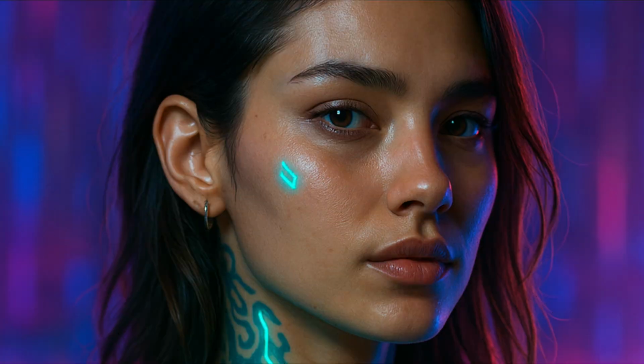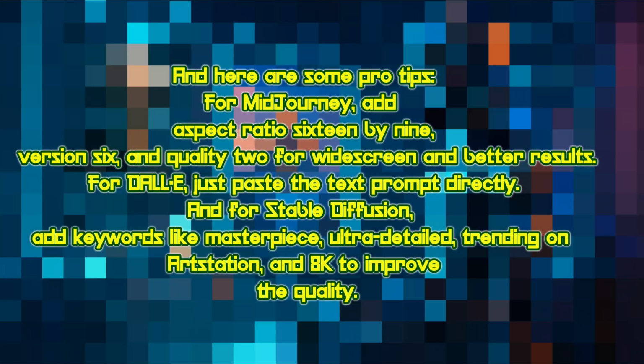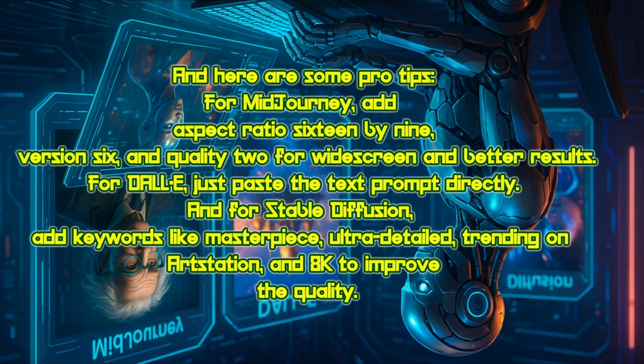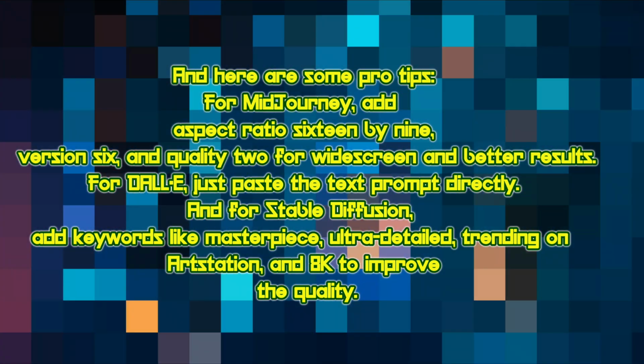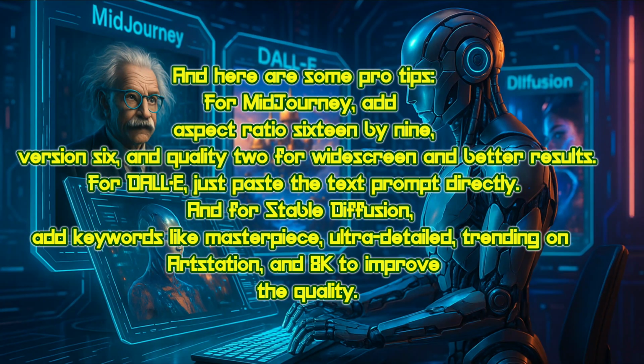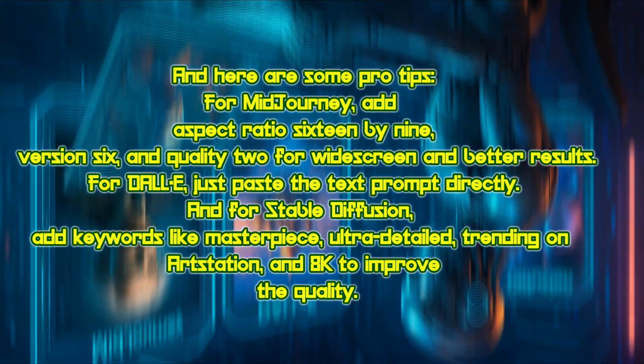And here are some pro tips. For Midjourney, add aspect ratio 16:9, version 6, and quality 2 for widescreen and better results. For DALL-E, just paste the text prompt directly. And for Stable Diffusion, add keywords like masterpiece, ultra-detailed, trending on ArtStation, and 8K to improve the quality.